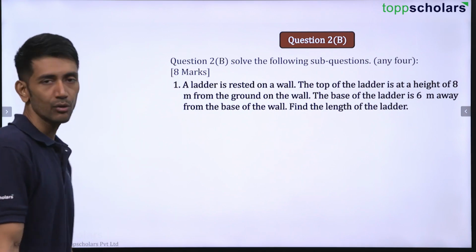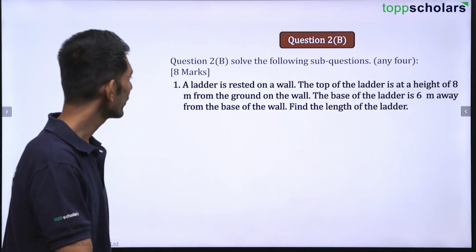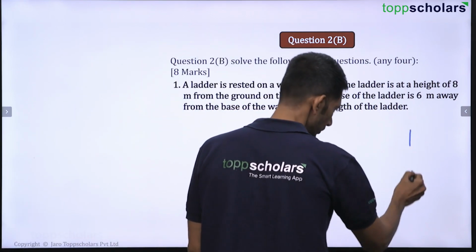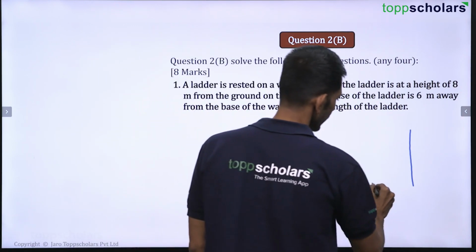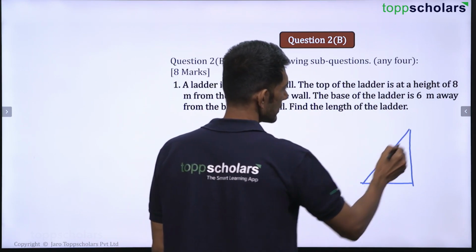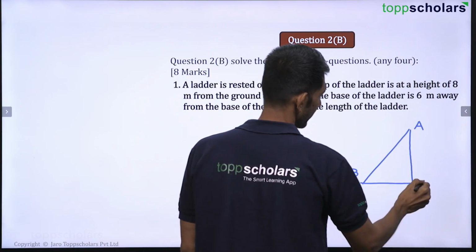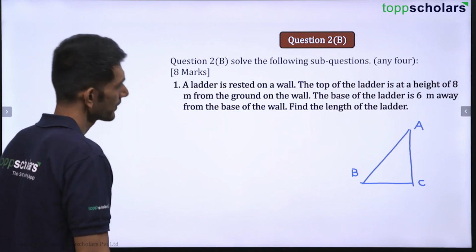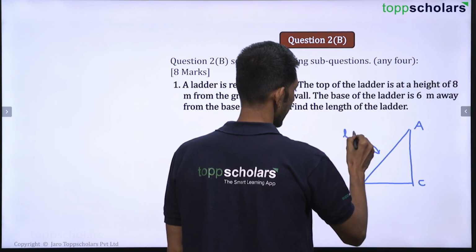Okay. So whenever these ladder and building questions arise, basically all you need to do is draw a building, right? Then you need to have a ladder. So suppose this is A, this is B, and this is C. Correct? So AB is the ladder.